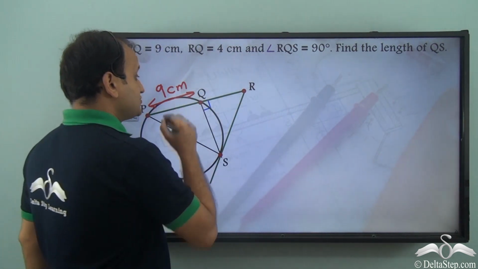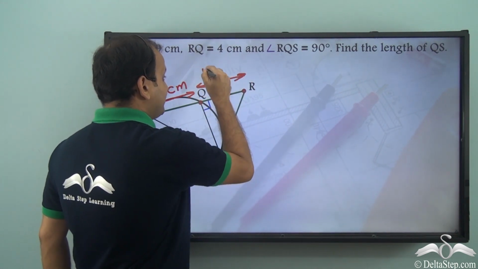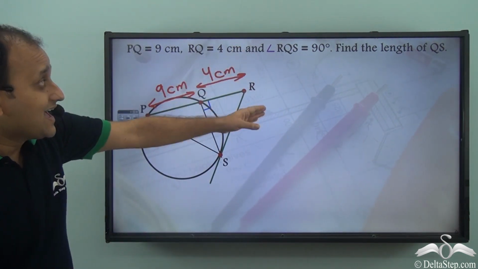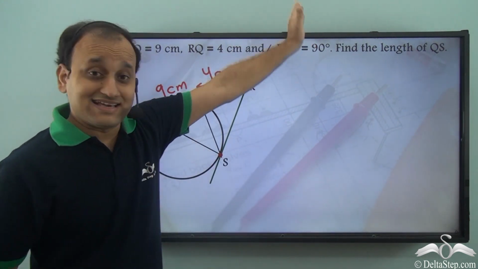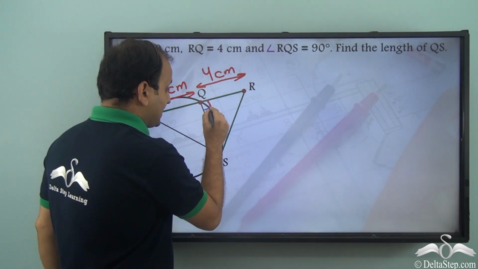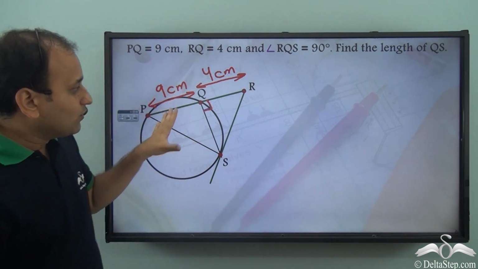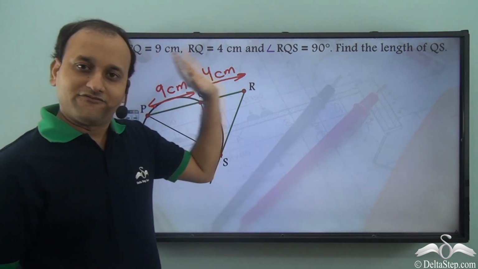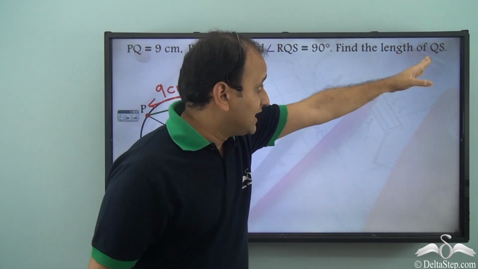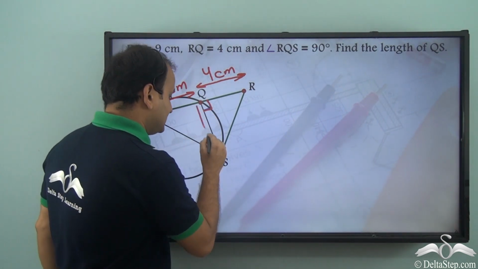That's given. So, RQ is 4 centimeter. And angle RQS is equal to 90 degrees. So, this particular angle here is 90 degrees. So, these are the information which is given to us. We need to find the length of QS. So, we need to find this length.